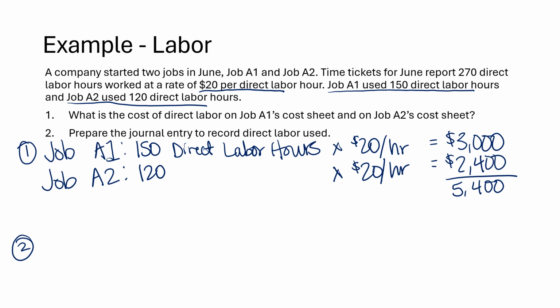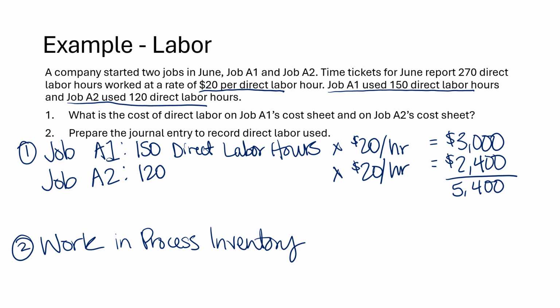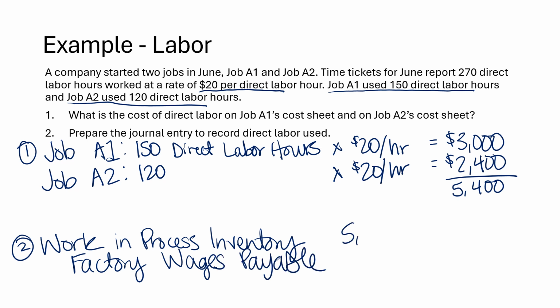So when direct labor is recorded, those costs go into work in process inventory because you have to make sure you track all the costs that are incurred throughout the process of creating the product. So you debit work in process inventory. And you credit factory wages payable. For the total amount, which is $5,400.